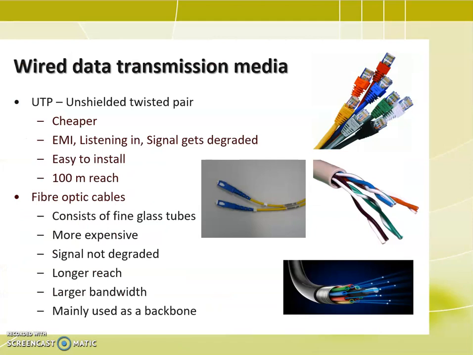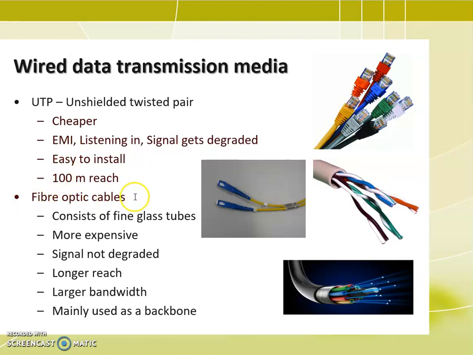Wired data transmission media. Data can be transmitted as UTP, unshielded twisted pair. This type of data medium is cheaper. EMI stands for electromagnetic interference. Signal degrades as it goes along the medium. It's easy to install. It has about 100 meter reach.